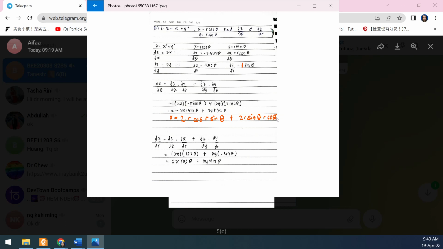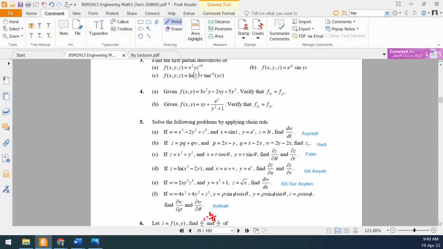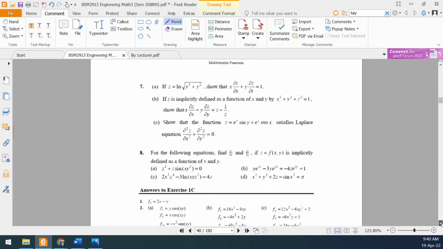So you simplify it. So negative 2r squared, oh sorry, this one cos theta. Negative 2r squared cos theta sin theta. This one you get 2r squared sin theta cos theta. Answer 0. This is 5c, del z del theta. You see, 5c.